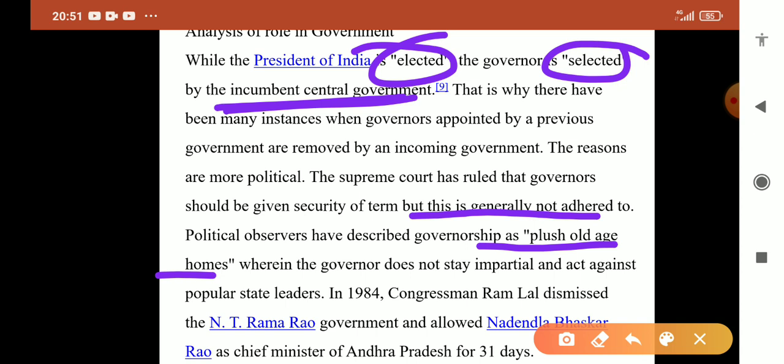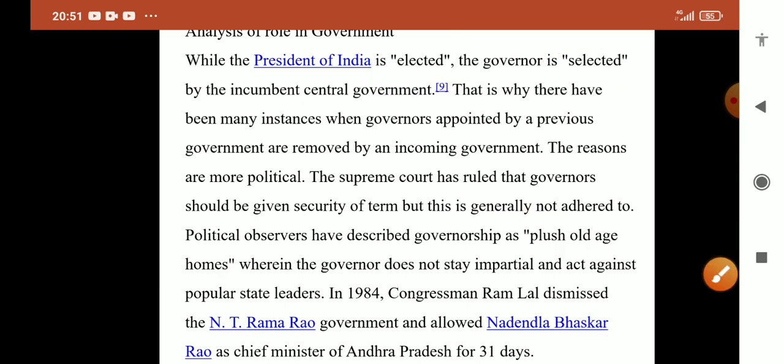Where the governor does not stay impartial and acts against popular state leaders. In 1984, Congressman Ramlal dismissed the NT Rama Rao government and allowed Nadendla Bhaskar Rao as Chief Minister of Andhra Pradesh for 31 days. So this is how governors act partially, in fact, right?